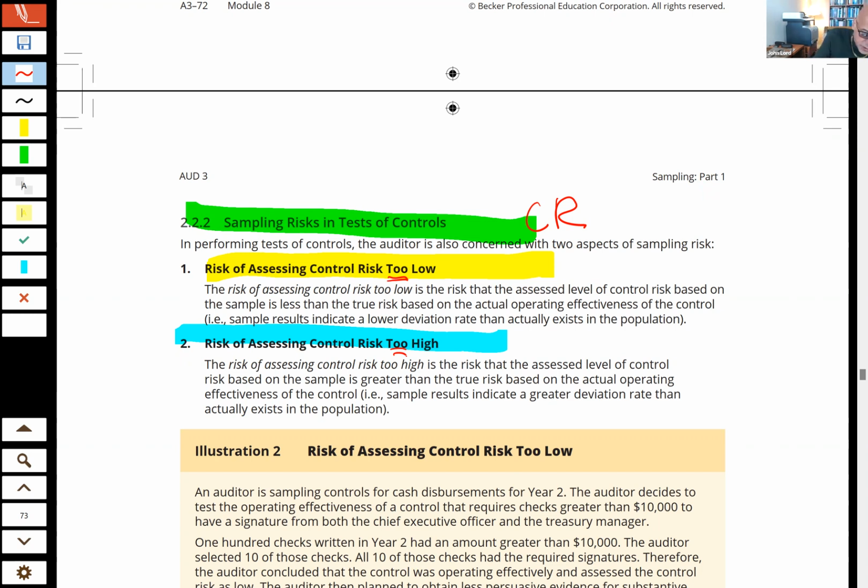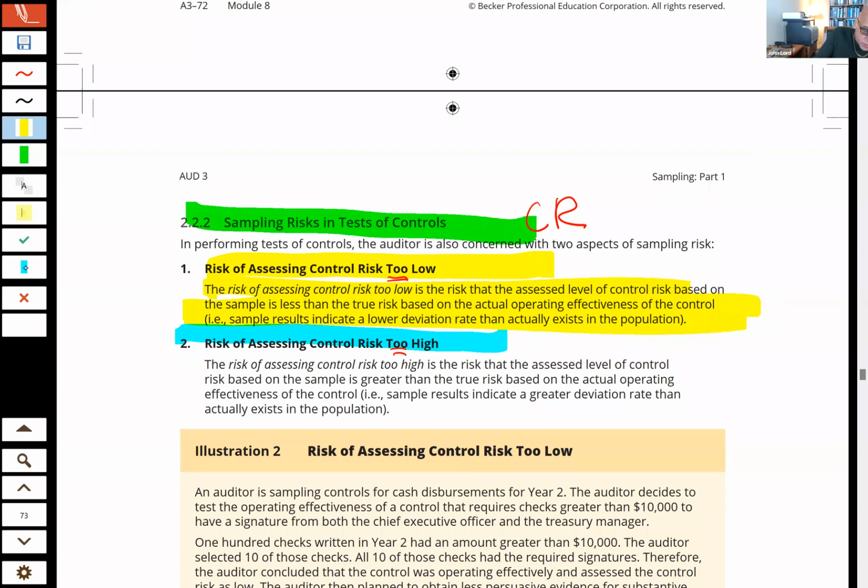So in the risk of assessing control risk too low, based on the sample, the auditor determines the control has operating effectiveness. I pulled the 100 time cards. I look, they're all signed. So I think, okay, the control has operating effectiveness, when in fact, if I had looked at all 10,000 time cards, I would have found that 8,000 of them weren't signed. Now, it's not likely in the statistical world that that would happen, but there is that risk, right? And that would be the risk of assessing control risk too low.